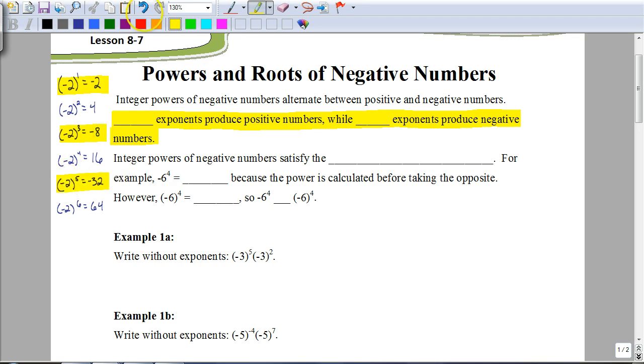Notice that when we have an odd exponent, 1, 3, 5, and so on, of a negative base, our answer is going to be negative. Where if I have an even exponent, 2, 4, 6, and so on, of a negative base, my answer is always going to be positive. That's what I've highlighted here. So what we're going to fill in here is that even exponents produce positive numbers, while odd exponents produce negative numbers.